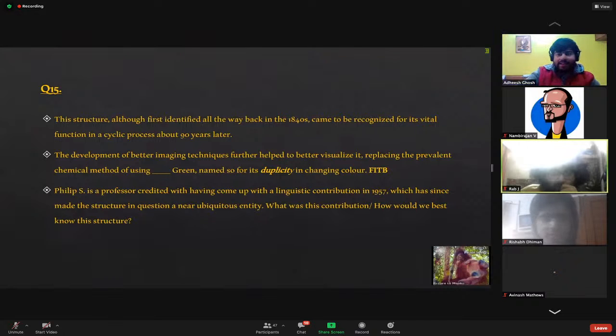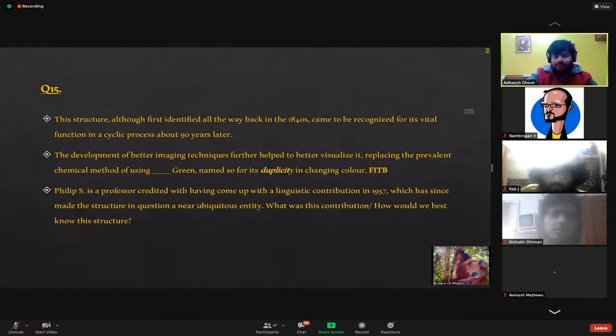I said in the first part, the blank is a sort of entity which has these connotations of duplicity or of being double. So that is that. And the second one is I need a linguistic contribution. So linguistic meaning relating to language. So try and think of how one might incorporate things into language.